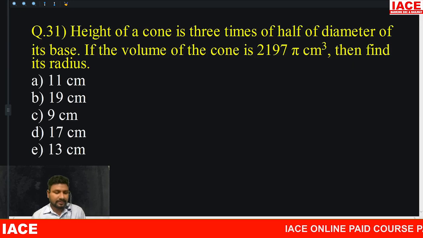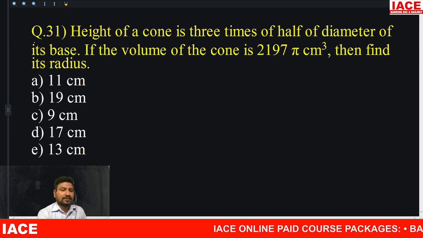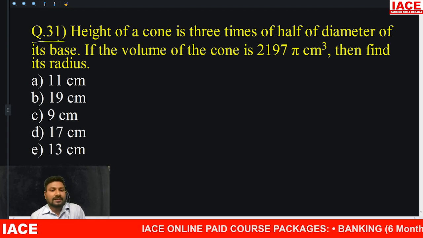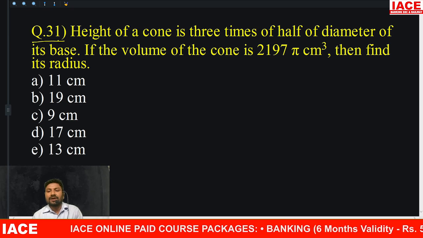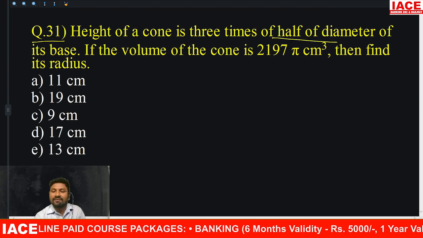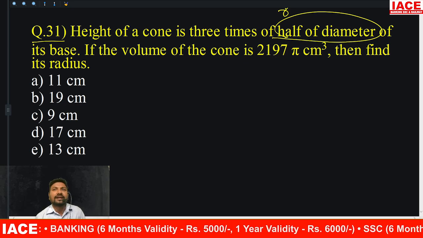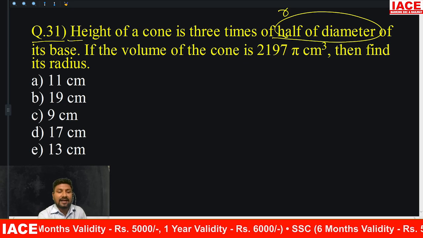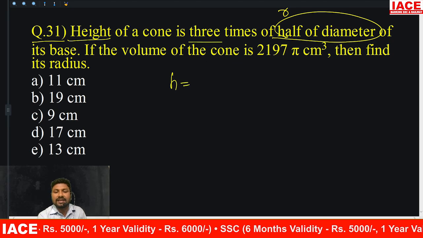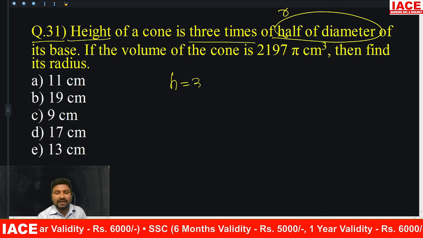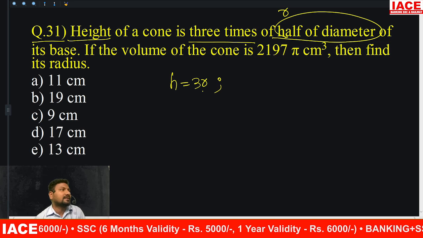Today, question number 31. The height of the cone is 3 times half of the diameter of the base. Half of the diameter we can think of as the radius. Then the height of the cone is 3 times the radius, so we can write height equal to 3r.